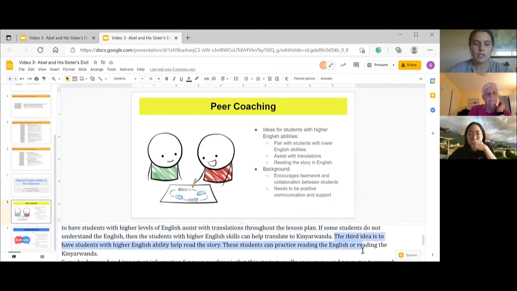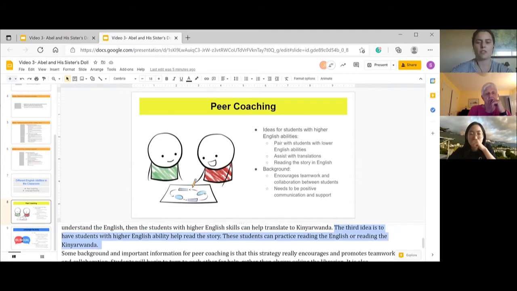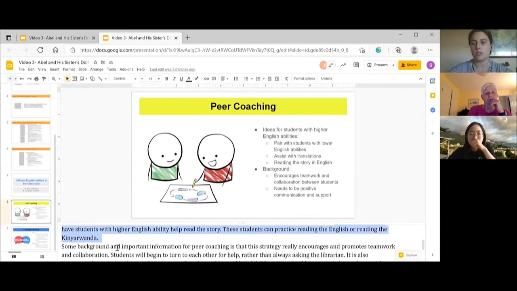And the third idea is to have students with the higher English ability help actually read the story. So these students can practice reading the English, or they can read in Kinyarwanda. And this helps them have a sort of teacher or a coach role in the class. And then later on, students could go to them for help.